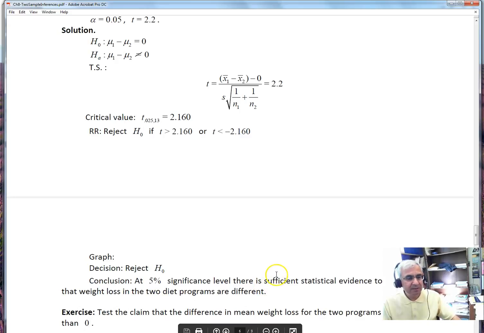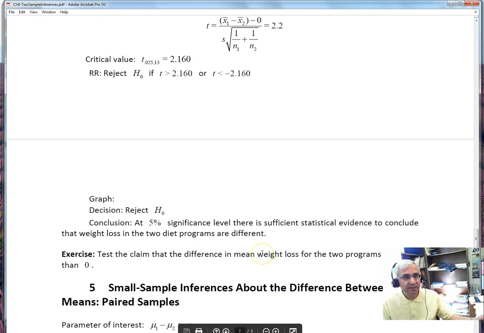Since we know how to compute t values now, I'm going to leave that. So now we compare this t, which is 2.2, with the critical value, and it is greater than this value in the upper tail. So we reject H0, and our conclusion would be that at the 5% significance level, there is sufficient statistical evidence to conclude that the weight loss in the two programs is different.